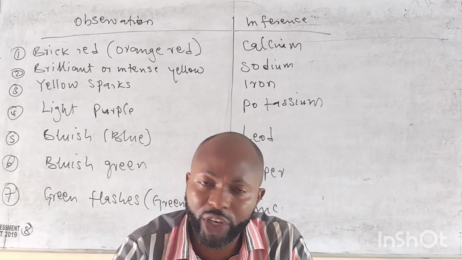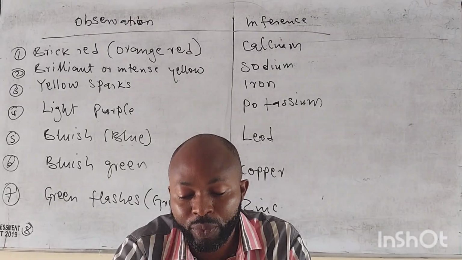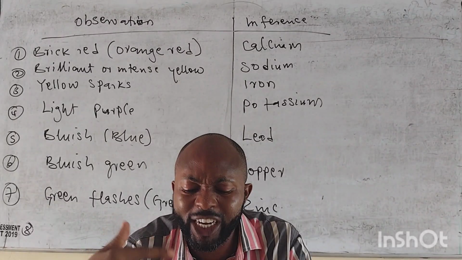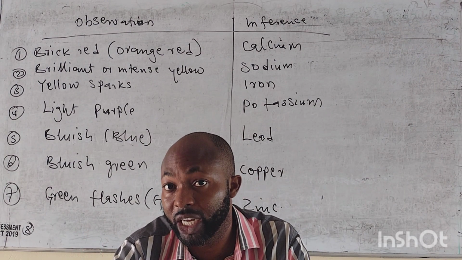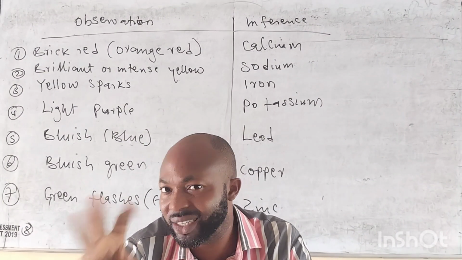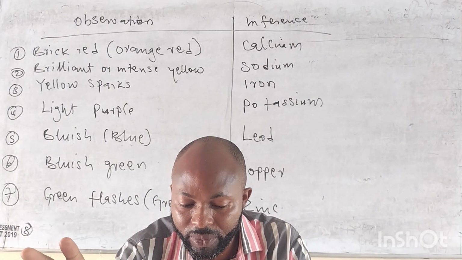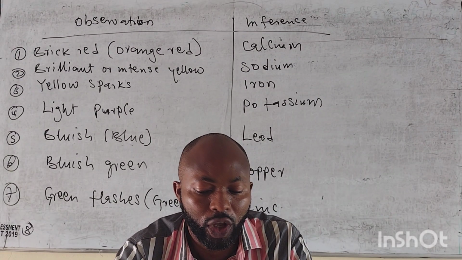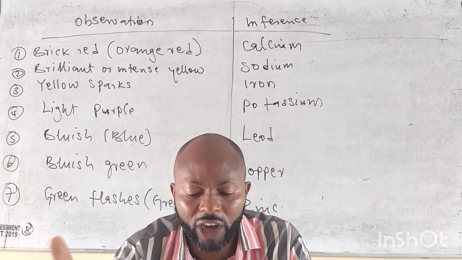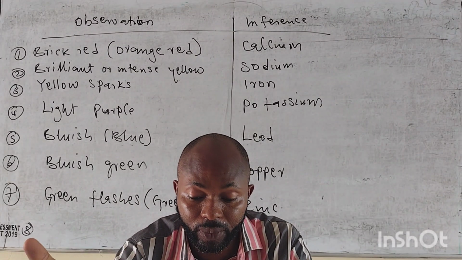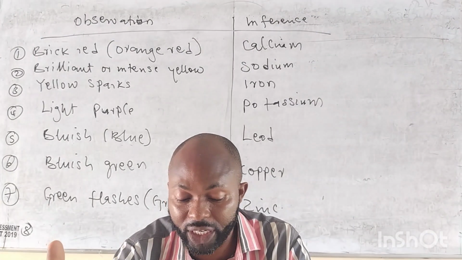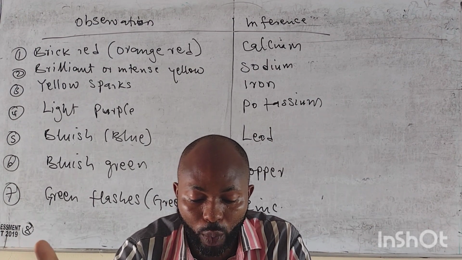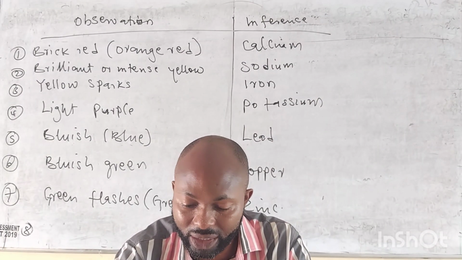We say when you do that, you get brick red or orange red. We say it is calcium. In flame test, that's what you get. If you have brilliant or intense yellow, you say sodium is present. When you have yellow and sparks in it, you have iron present. When you have light purple, you have potassium. When you have bluish color, as blue, you have lead present. Bluish green, it is copper that's present. And when you have green flashes, that's green flames, you say it is zinc.